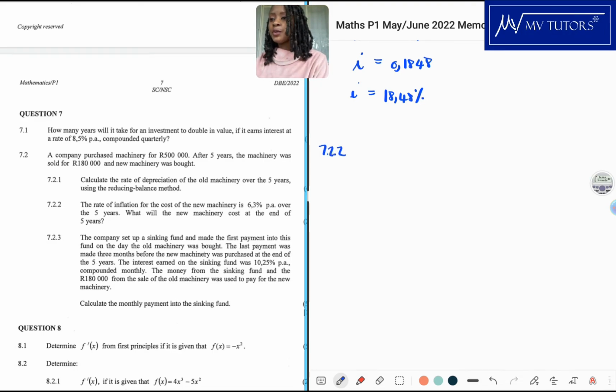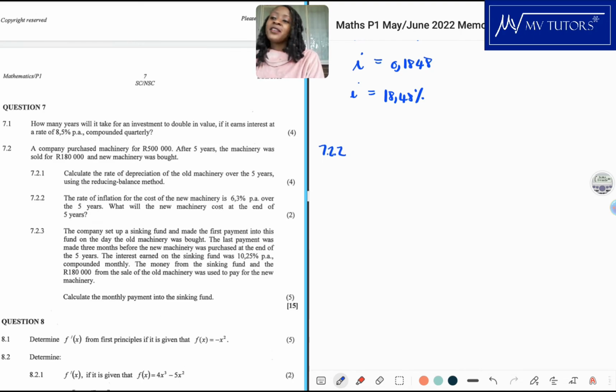Now 7.2.2, it says calculate the rate of inflation for the cost of the new machinery is 6.3% per annum over the 5 years. So basically, if I didn't buy that car and left it at the store and it was valued at 205k, after 5 years it would be more than that. Okay, so this is what we want to determine. A new machine after 5 years wouldn't cost 500,000, but it would be more than 500,000. So we need to get what that cost is.